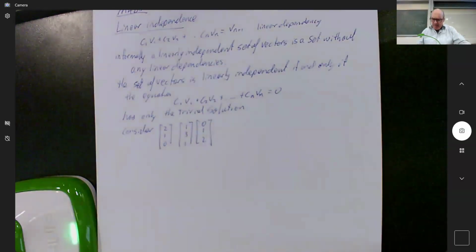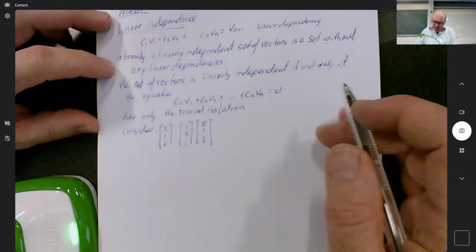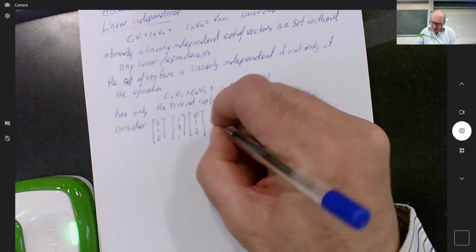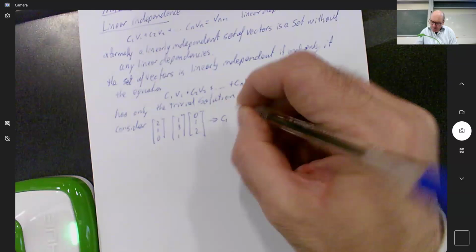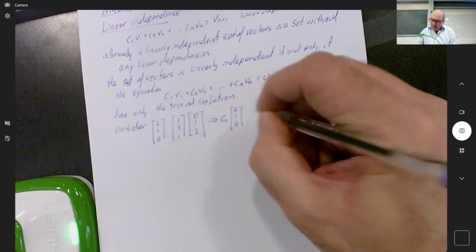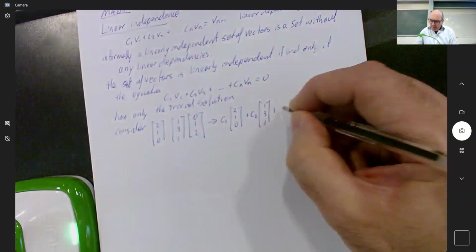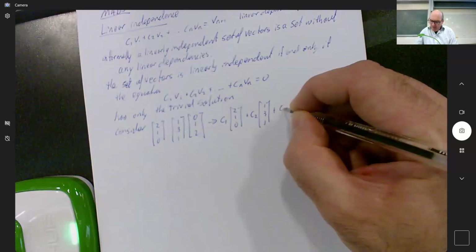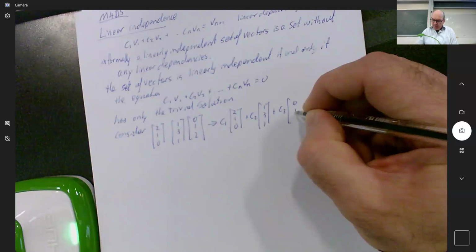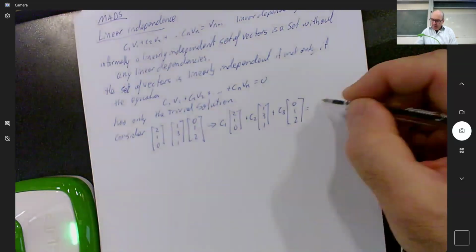Okay. So if we were to do this, we want to do this thing here. We'd be going C1 by 2, 1, 0 plus C2 by 1, 3, 1 plus C3 by 0, 1, 2. Everybody happy with that? And I want that to be equal to 0, 0, 0.